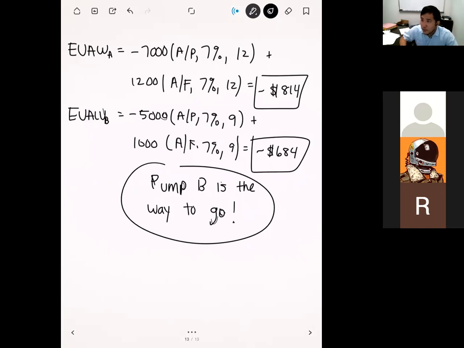And so, if I gave you a problem like this on the exam, and you chose to do it with present worth versus annual cash flow, that's perfectly fine. I wouldn't dock any points for that. It's just that you're going to be doing a little bit more work than otherwise.